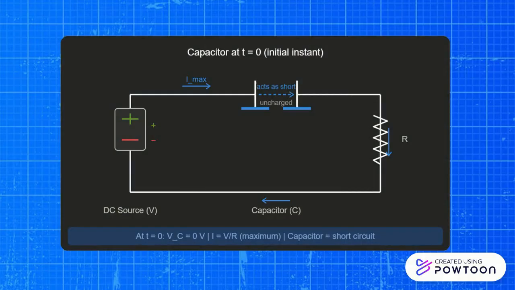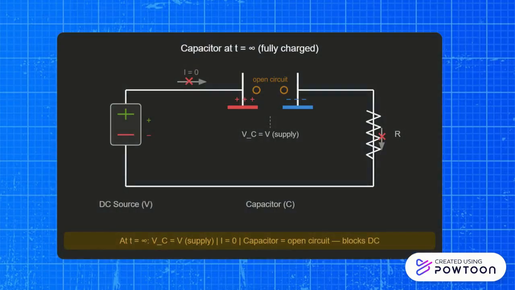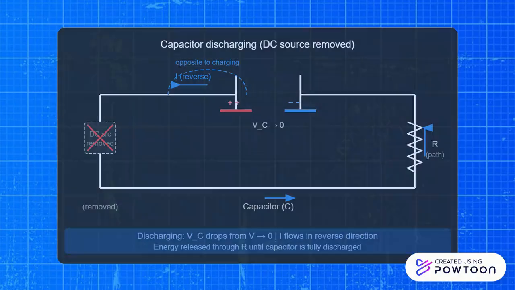At the instant the circuit is connected, the capacitor is initially uncharged and behaves like a short circuit, allowing maximum current to flow. As charge accumulates on the plates, the voltage across the capacitor increases and the current in the circuit decreases. After a long time, the capacitor becomes fully charged to the supply voltage. At this point, it behaves like an open circuit, meaning no steady-state DC current flows through the capacitor. Therefore, a capacitor blocks DC after it is fully charged.